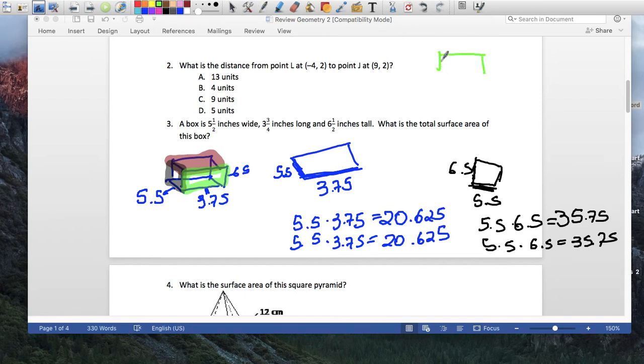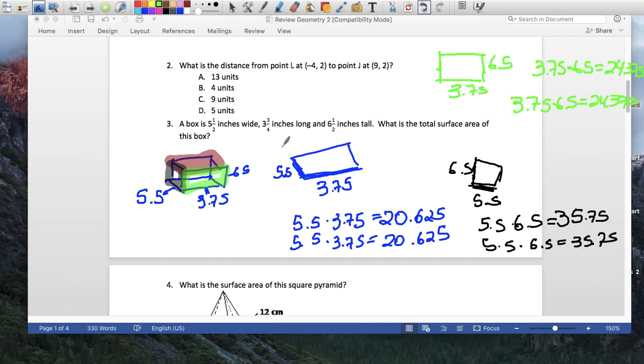The front of the box, if you look at it, the green part is 3.75 going this way, and the height of this is 6.5. So it's going to be 3.75 times 6.5, that's going to give us 24.375, 2 times, right, because there's a front and back.